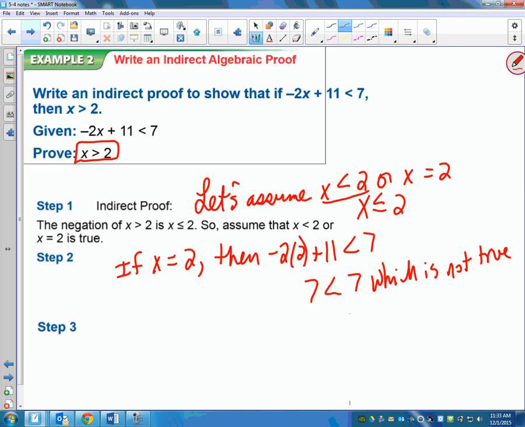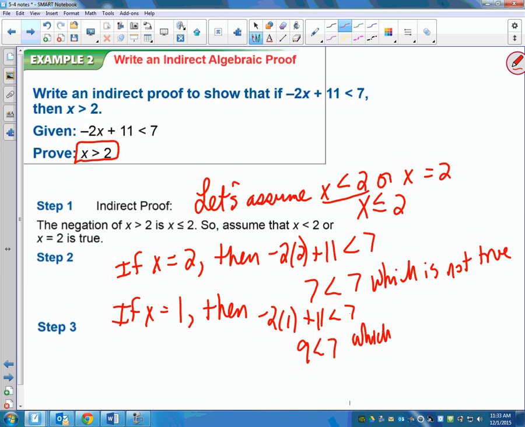Pick a number less than 2. That would work, but I'm going to just go with 1. If x equals 1, then negative 2 times 2 times 1 plus 11 plus 7. So I get 9 is less than 7, which is not true.